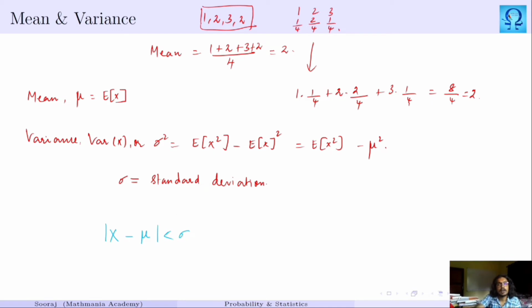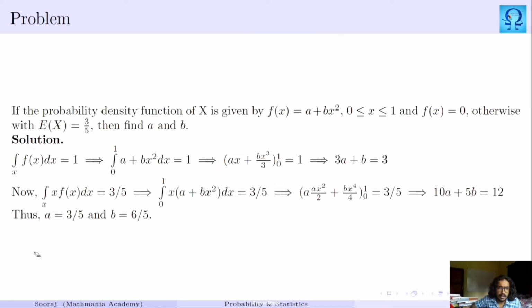Now we will work out a few problems based on this expectation, mean and variance. If you see here in the question, it is given that the probability density function of a random variable is f of x, which is a plus b x square.